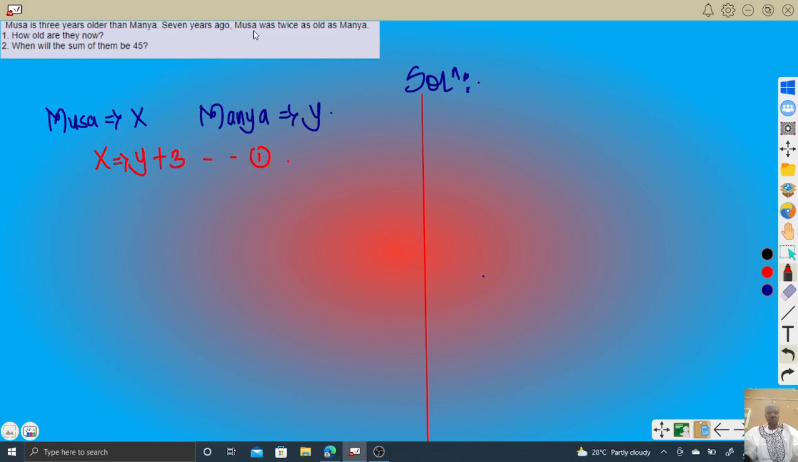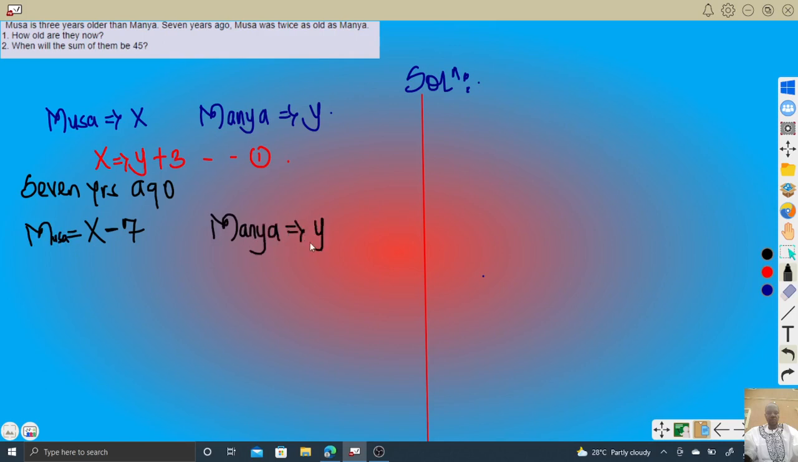Next statement says Musa was twice as old 7 years ago. Sorry about that. 7 years ago, the way we interpret it, Musa's age is his age now minus 7. That is Musa. And Maya's age 7 years ago is y minus 7, because our present age is y. 7 years ago, your age is just subtracting 7 from your present age. I hope you understand that.